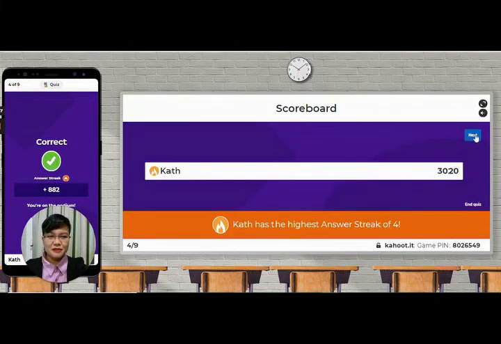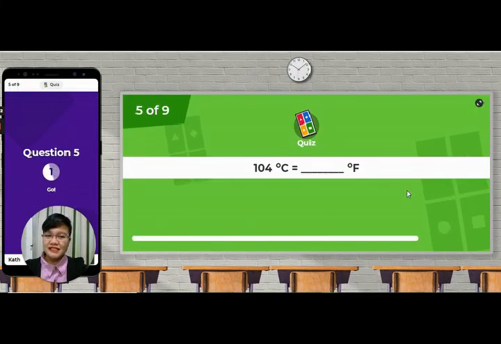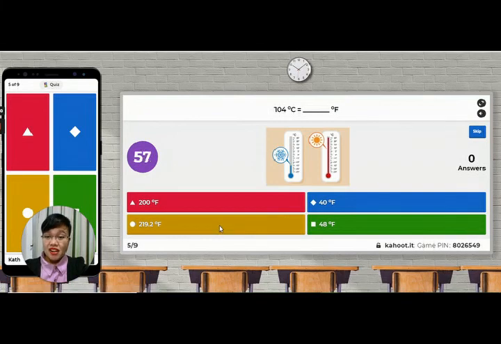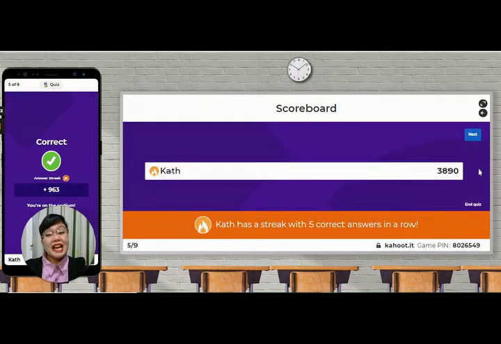Now for the last review question, question number 5. 104 degrees Celsius is how hot in Fahrenheit? Well, to those who answered 219.2 degrees Fahrenheit, that is correct. Good job to those who were able to answer the quiz correctly. I know it was fast, but it's only checking on your memory of the previous lesson on conversion of units.